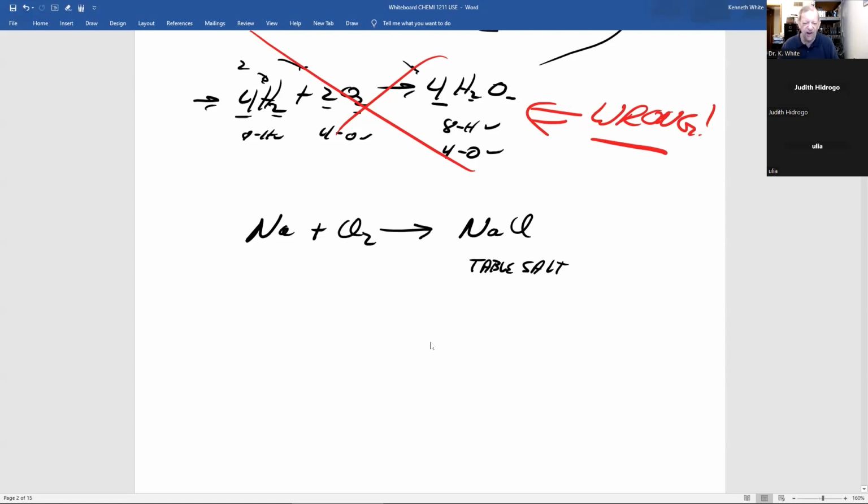But anyways, is this balanced? And the answer is no, because you have 2 chlorine atoms on this side, 1 on this side. How do you balance it? Good question. Thank you, Dr. White. Well, if I have 2 chlorine here, how do I get 2 chlorine here? You can't do this. Students like to do this. This is wrong, because there's no such molecule that exists like NaCl2.